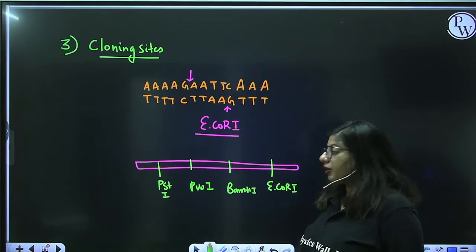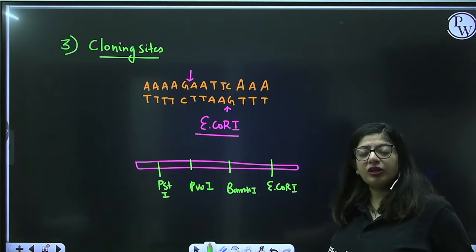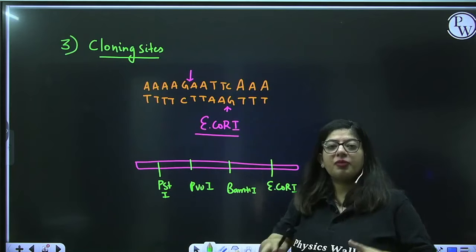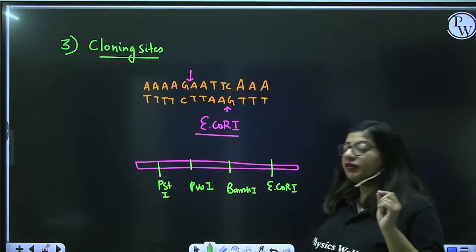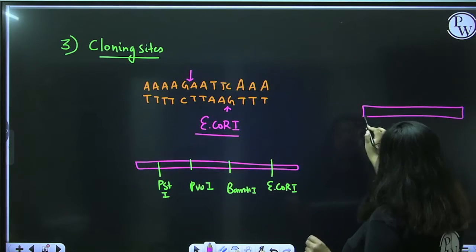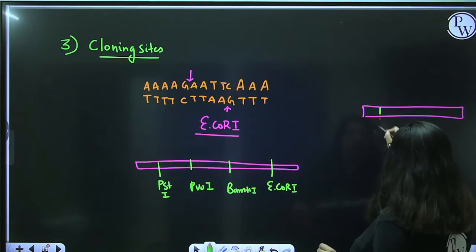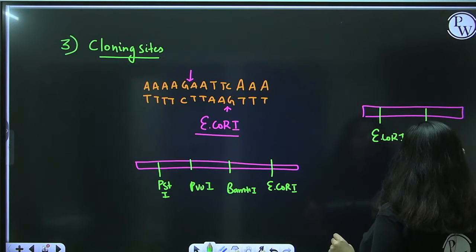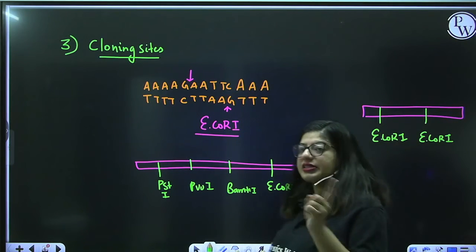It might not get cut with BamH1. So we need to put different types of restriction sites for different types of restriction enzymes. But we never do this thing. What is that thing? We will never put a number of restriction sites for the same restriction enzyme.